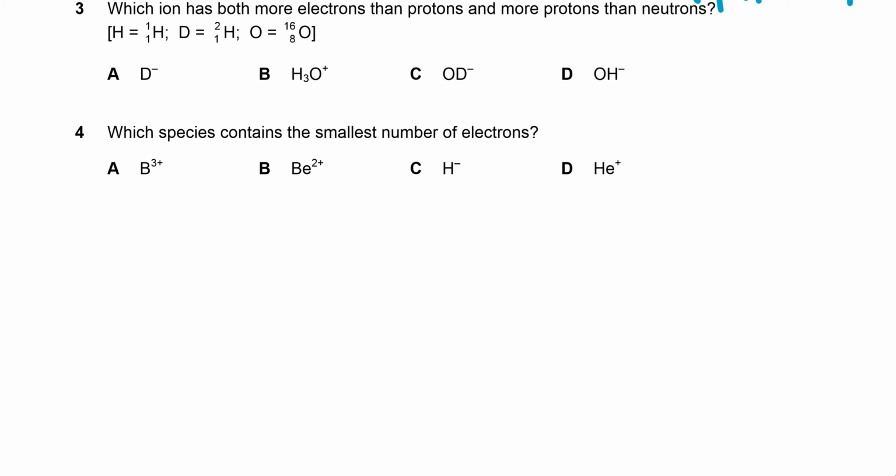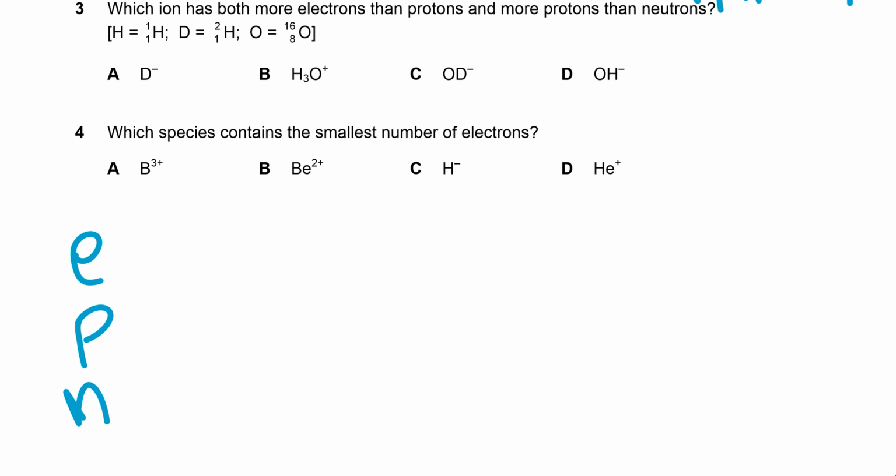In the question number 3, which ion has both more electrons than protons and more protons than neutrons? So electrons more than protons and protons more than neutrons. And you have hydrogen and you have deuterium, the other isotope of hydrogen, and the normal oxygen, which is with 8 protons and 16 nucleon number. So let's start with option A.